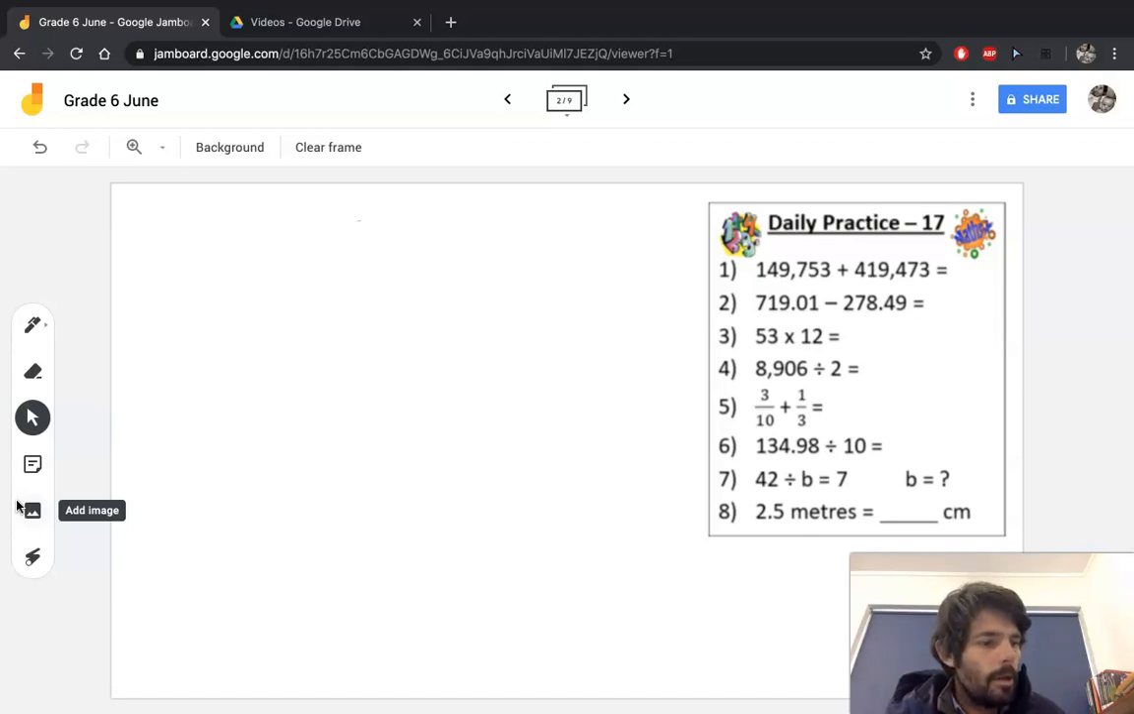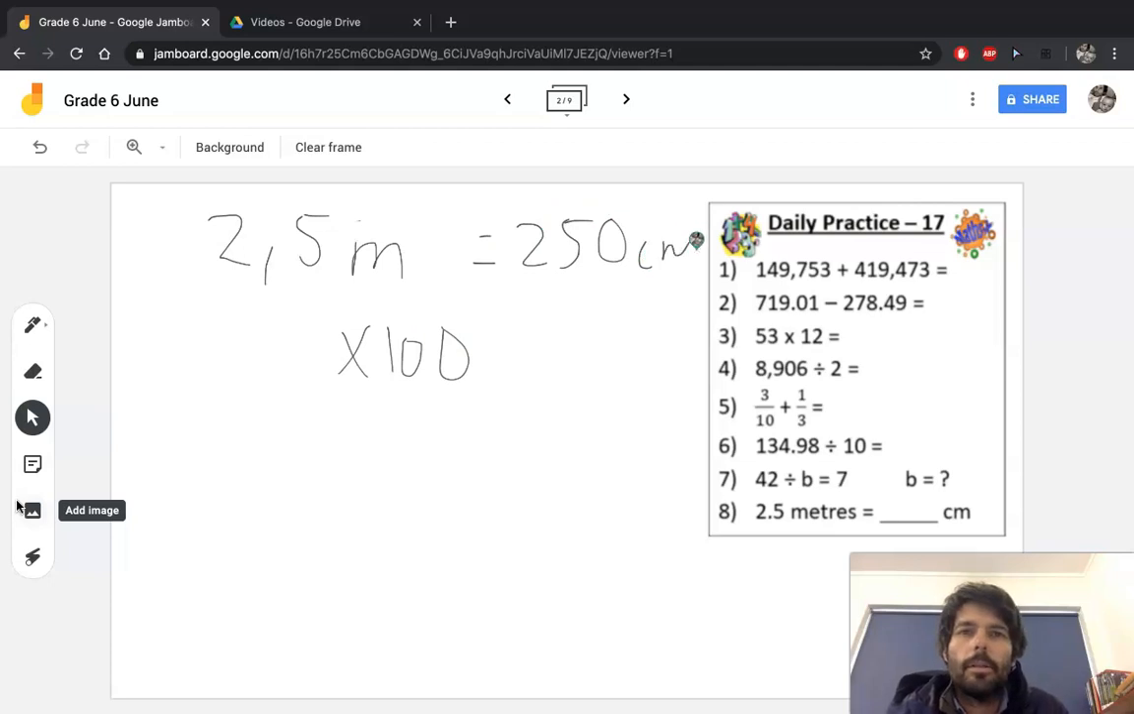We know that there are 100 centimeters in a meter, so therefore to get from meters to centimeters we multiply by 100, and that's going to give us an answer of 250 centimeters. Okay, well done if you worked through those and you managed to remember all those concepts. Let's go have a look at a few more graphs.